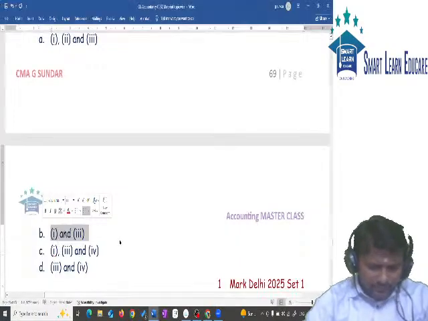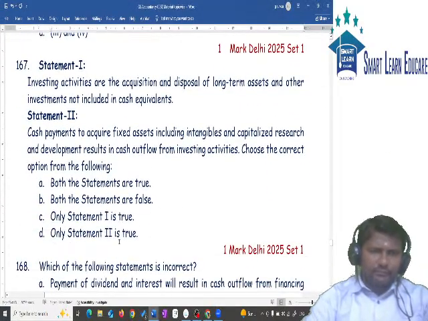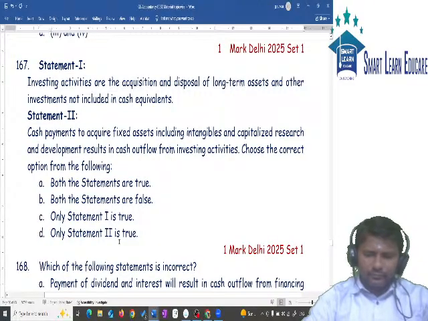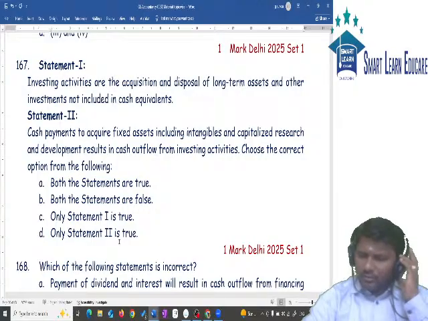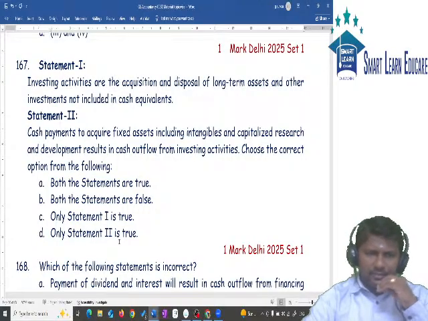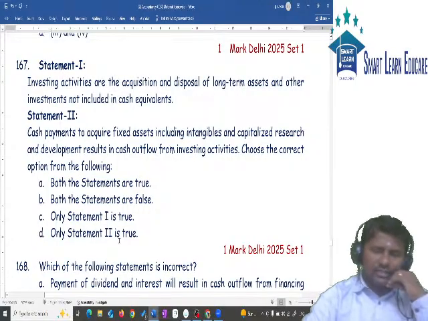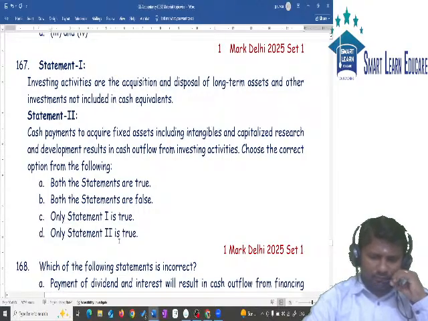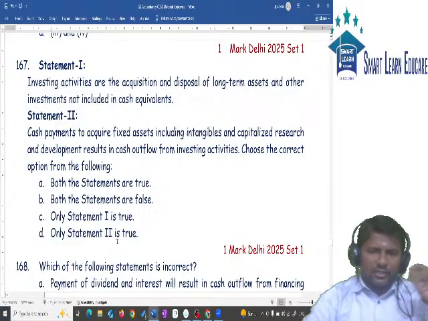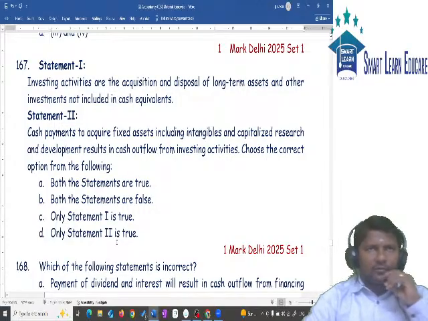Second question. Read the next question. Dividend received is from financing activity. Dividend received we will take in the format. In that format, if you see, dividend received will be subtracted, will be removed. It is not an operating activity. In investing activity, if you see, dividend received will be added.